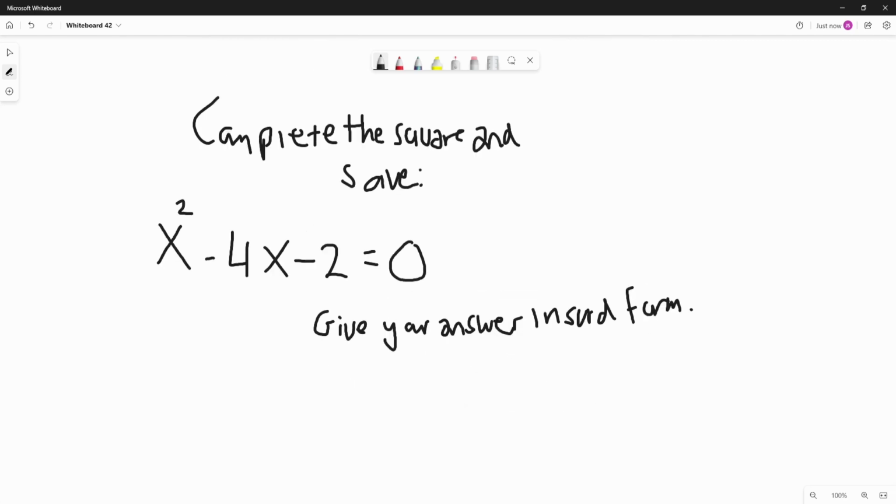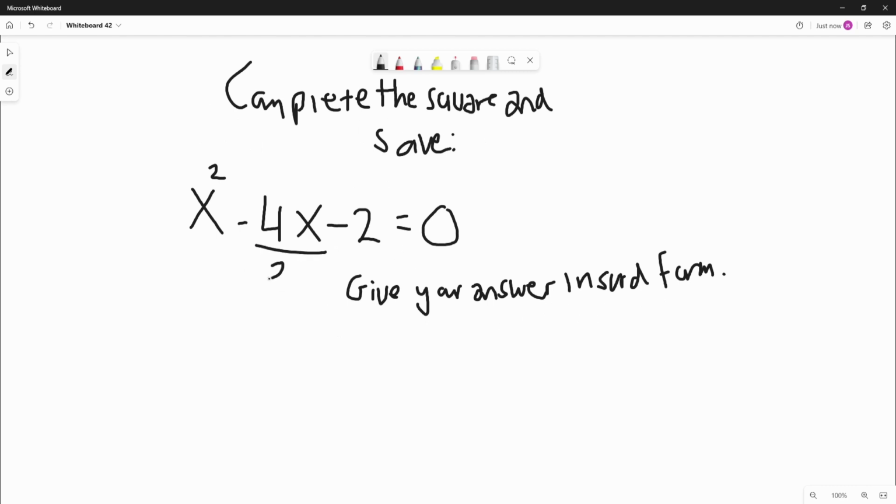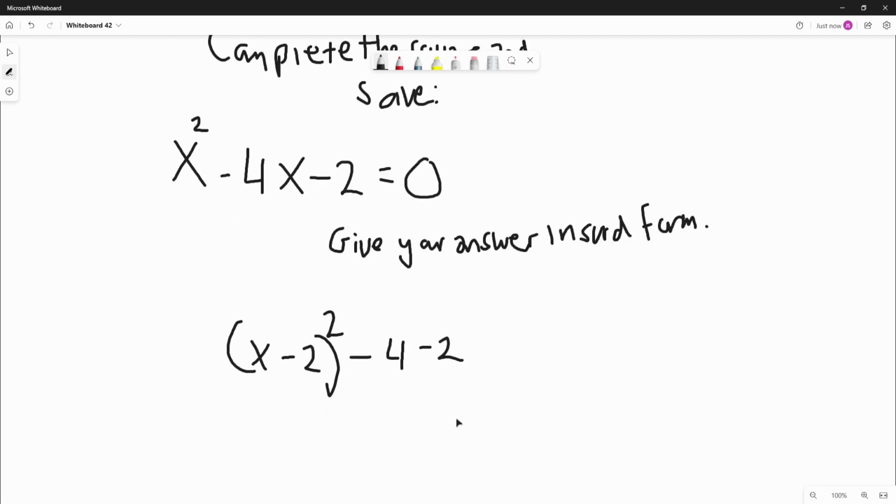Here we have a different type of question, and you're being asked to solve x squared minus 4x minus 2 equals 0. The steps are simple. You're going to do what you did before. You're going to divide this number by 2 to give you x minus 2 squared. You're going to take away the inside number squared, minus 4, and then take away 2. And now you're going to let that equal 0.